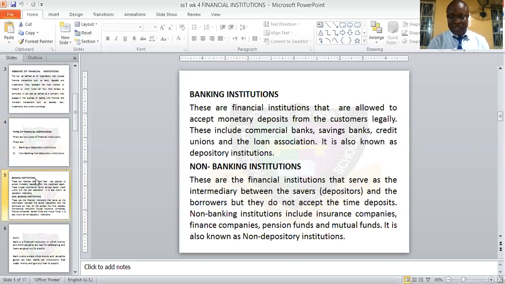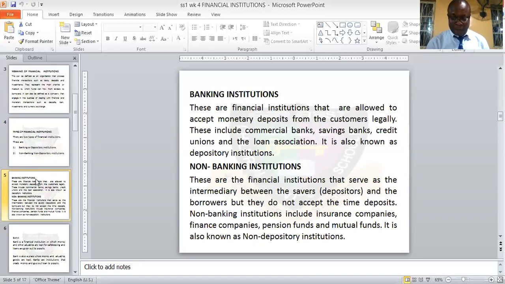Let us look at these banking institutions. These are financial institutions that are allowed to accept monetary deposits from the customers legally, not illegally. So they accept with the backing of the central bank. This includes the commercial banks that accept deposits from the customers, savings banks, credit unions and loan associations, which also accept deposits. These are the banking institutions, and you can also call them depository institutions.